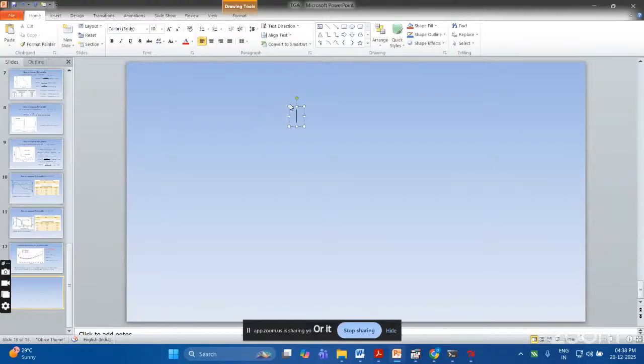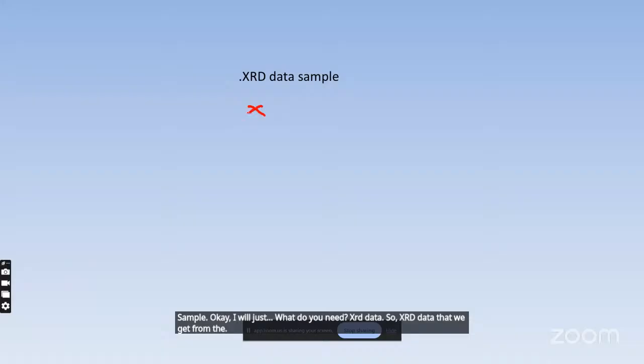For Rietveld refinement, you need XRD data of your sample. What do you need? XRD data. The XRD data that we get from the instrument is in XY format. So you will have a 2 theta column and an intensity column. You have to copy this data from Excel and paste it in Notepad.